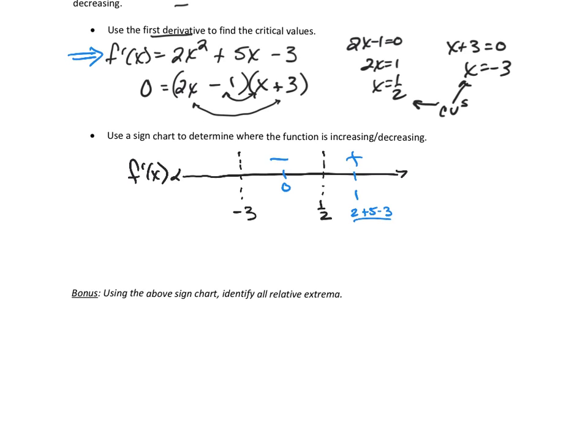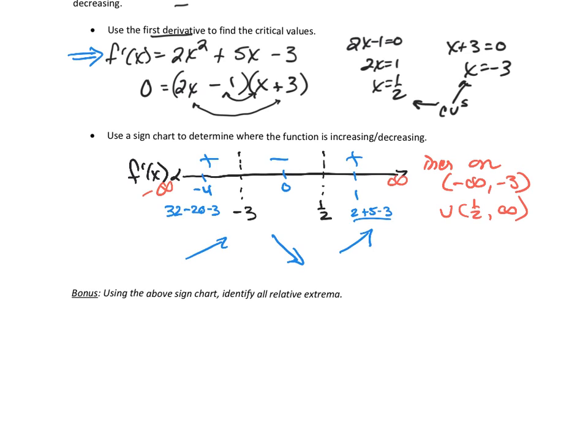This is me substituting in and talking my way through it. Negative 4 squared is 16 times 2 is 32. 4 times negative 4 times 5, negative 20 minus 3. That guy's positive as well. So here we are increasing, and decreasing. So we can determine that and write that solution out. So it's increasing on negative infinity to negative 3, because it's infinity here, union 1/2 to positive infinity, and then decreasing on negative 3 to 1/2.